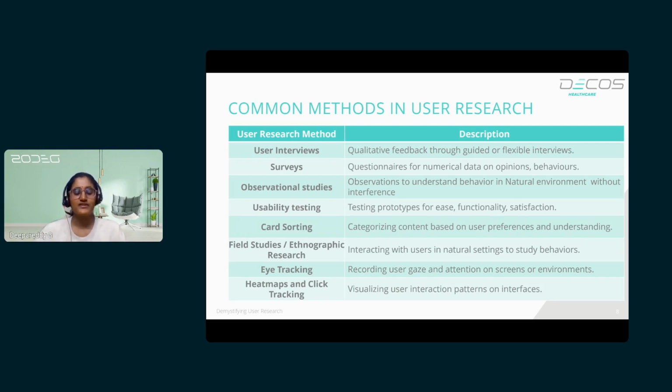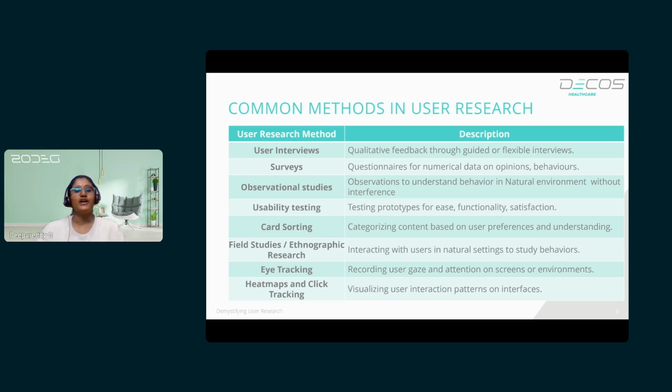Coming to surveys. In surveys, questionnaires are distributed to a large sample of users to collect quantitative data on opinions, preferences, or behaviors. It is basically used for gathering numerical data on user demographics, satisfaction levels, or usage patterns, etc.